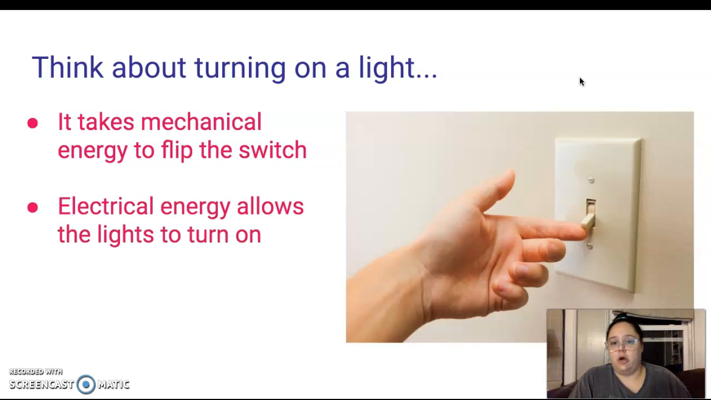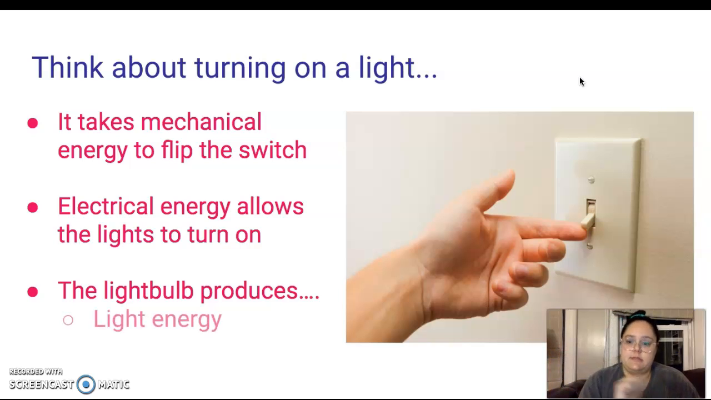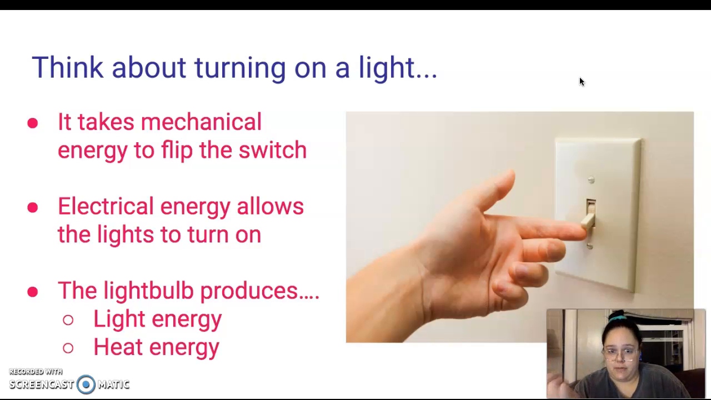Then our lights are hooked up to electricity, whether it's through the walls where you can't really see them. When you flip that switch or when you turn on a lamp, you are turning on the electricity. And then the light bulb, once it's turned on, it produces light energy, gives off light, and heat energy. If you put your hand next to a light bulb that's turned on, you're going to feel that heat.